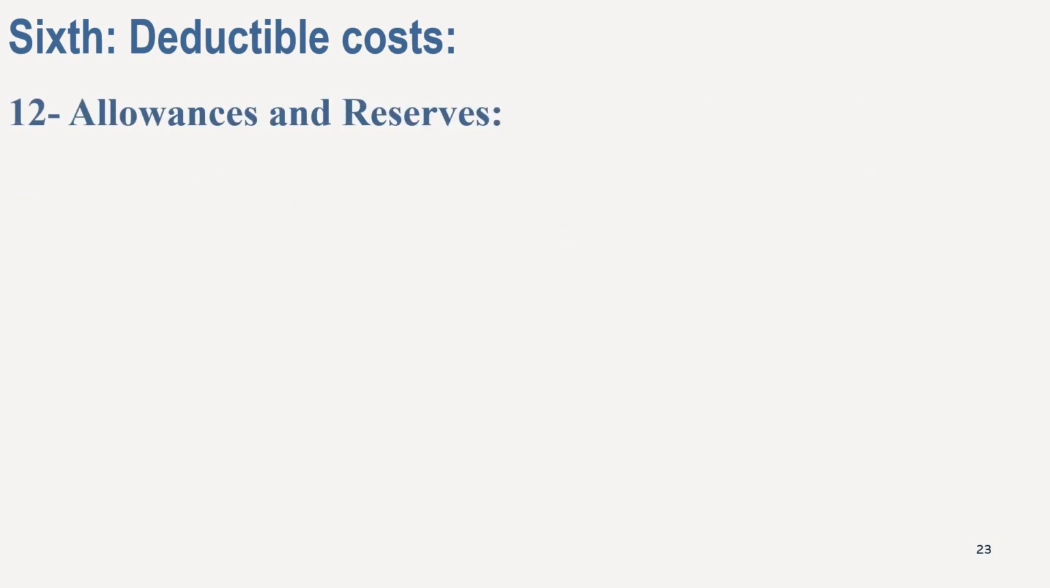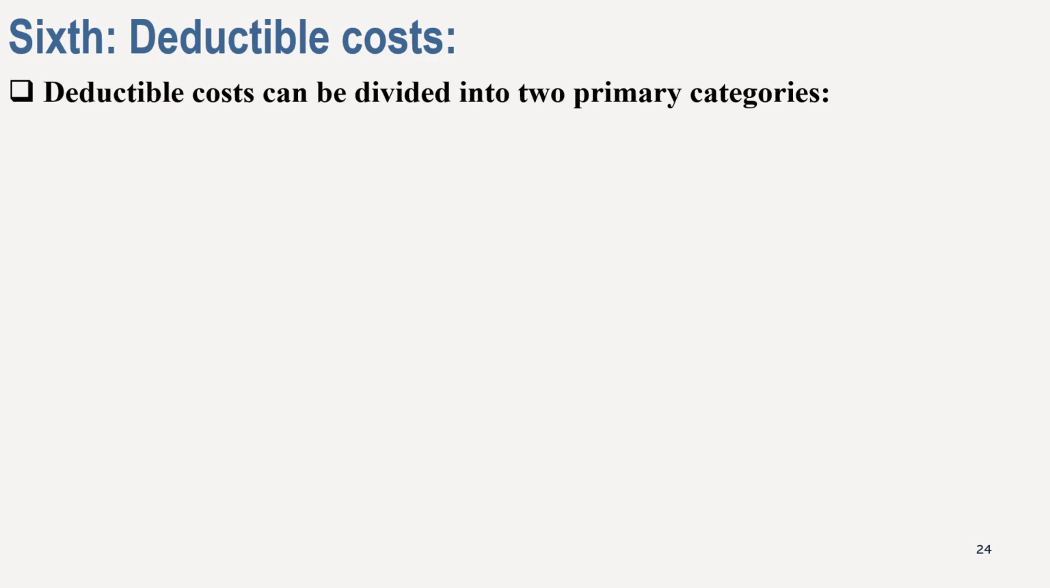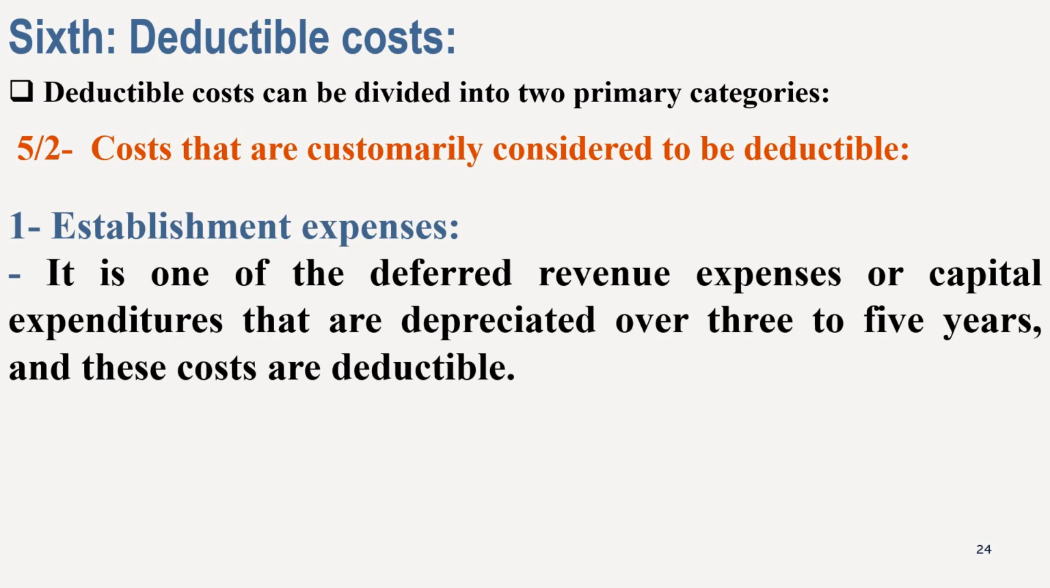Allowances and reserves. Different types of reserves and allowances shall not be considered deductible costs, and sometimes they shall be considered deductible costs as much as the provision has been used. Second, the category of deductible costs are costs that are customarily considered to be deductible. Establishment expenses. It's one of the deferred revenue expenses or capital expenditure that are depreciated over 3 to 5 years, and these costs are deductible.